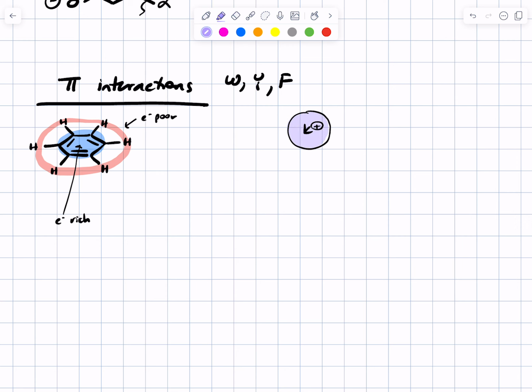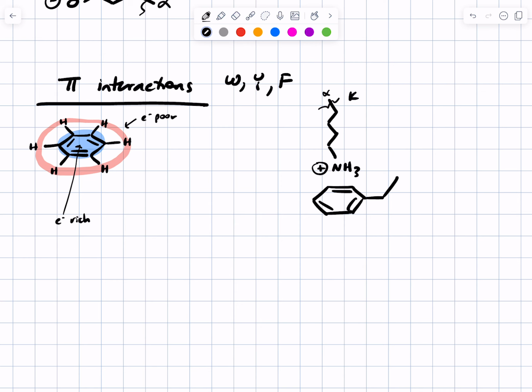amino acid side chain. Maybe I'll illustrate that with a positively charged amino acid side chain. One of the things you can see in proteins is the positively charged side chain from a lysine residue sitting down close to, within contact distance of, the electron-rich face of a phenylalanine residue, or a tryptophan amino acid, or a tyrosine amino acid.